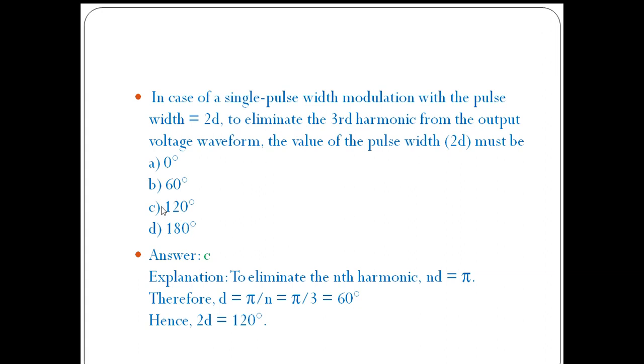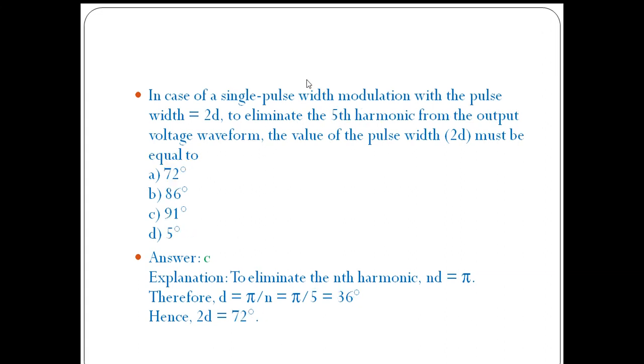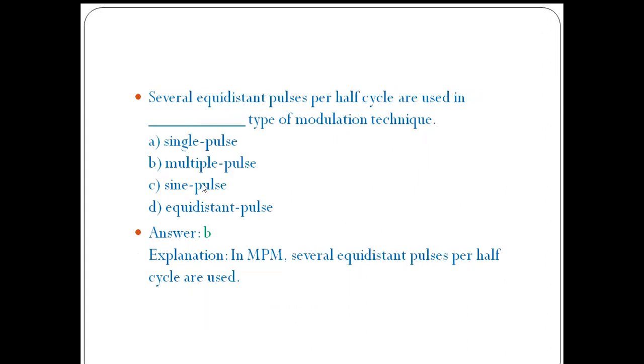Width of the pulse 2D is equal to 120, where D is determined as pi by n, where n is the nth harmonic we need to eliminate. Accordingly, it will be 120 degrees. In case of single pulse width modulation with pulse width 2D, to eliminate the fifth harmonic from the output voltage, the value of pulse width will be 180 by 5, 36, into 2, 72 degrees. Option A, 72 degrees.